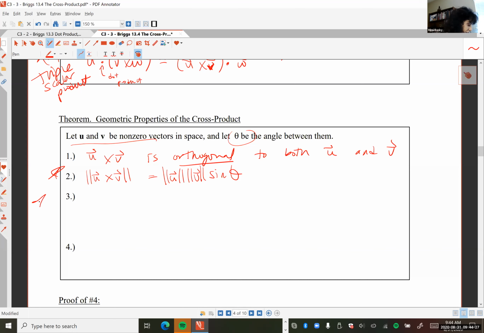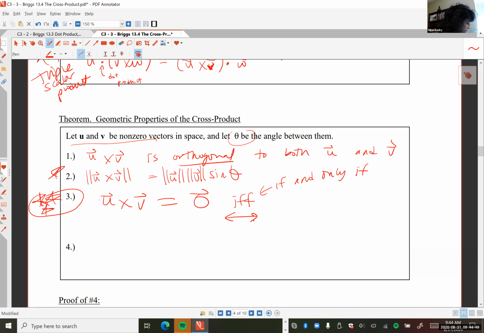This one is way cool. I'm going to put like 3 stars by it because I love this one. U cross V. If those two guys have a cross product that's equal to the 0 vector, what will that mean? IFF means if and only if. So you can read this sentence in both directions. It's what we call a double header sentence. If and only if U and V are scalar multiples of each other.